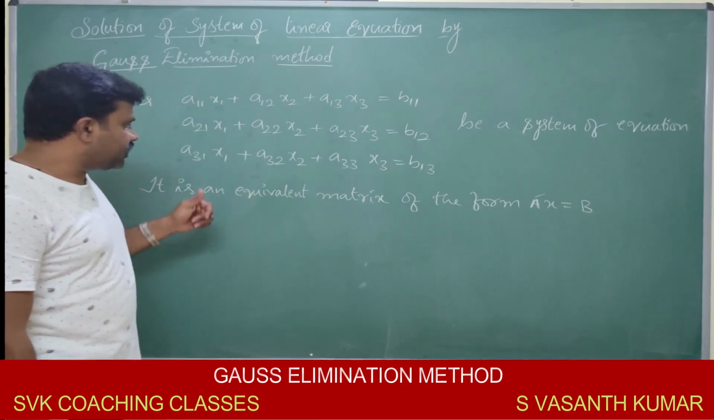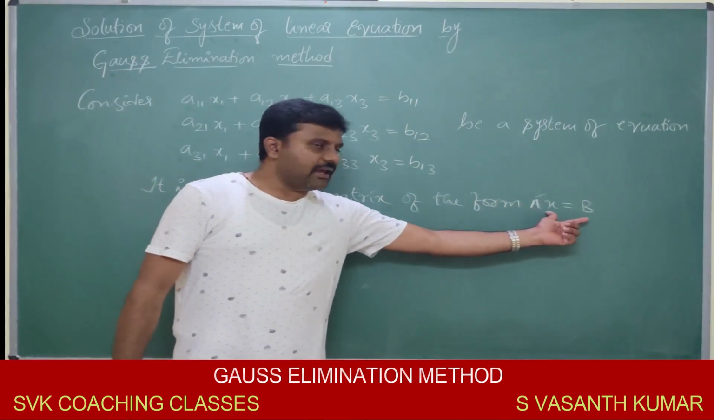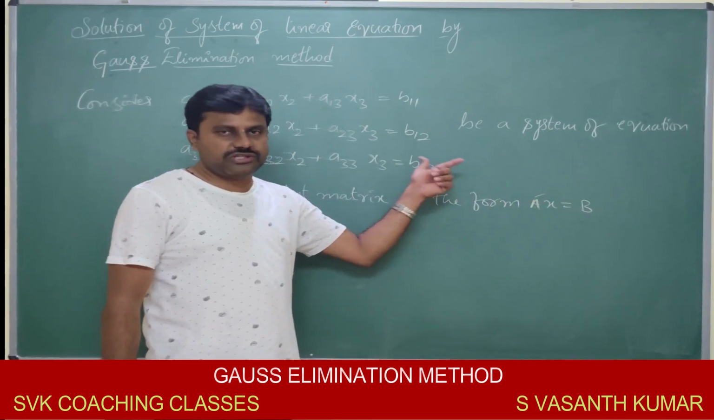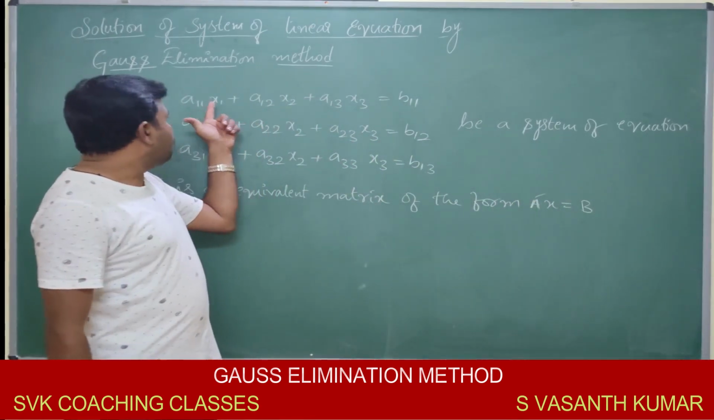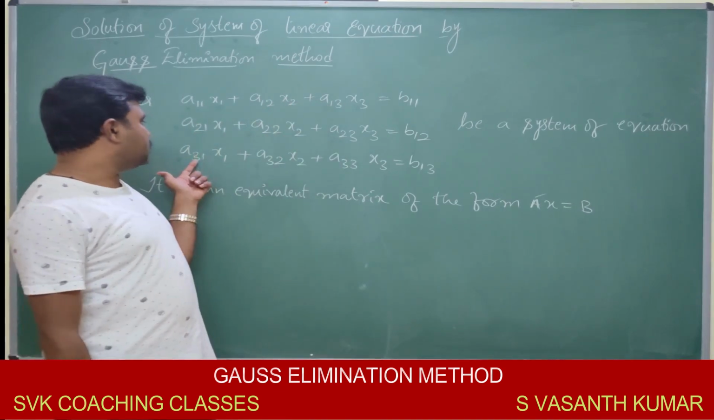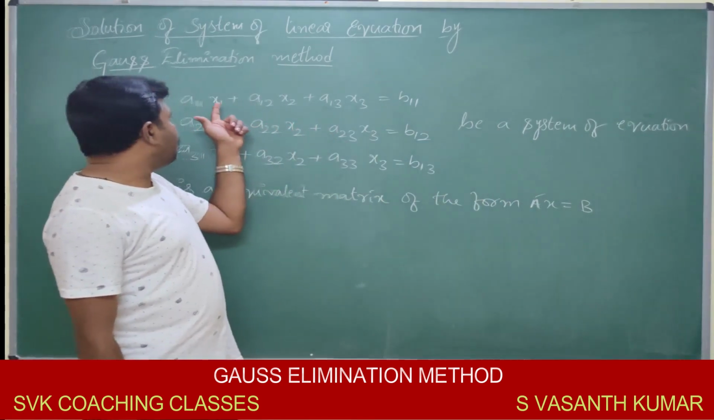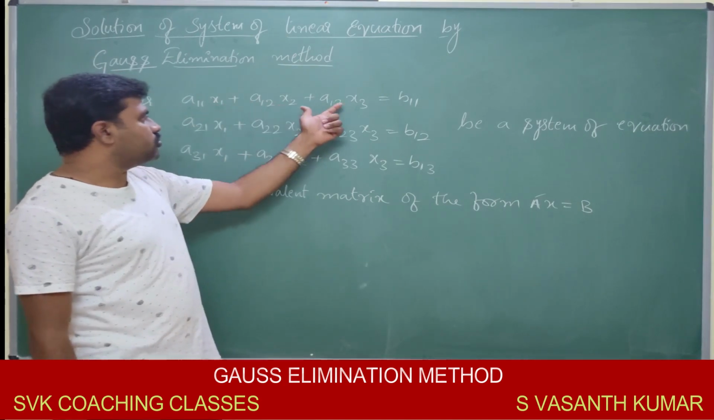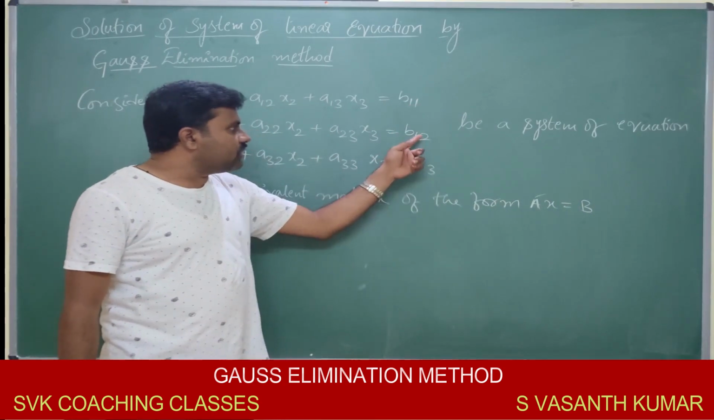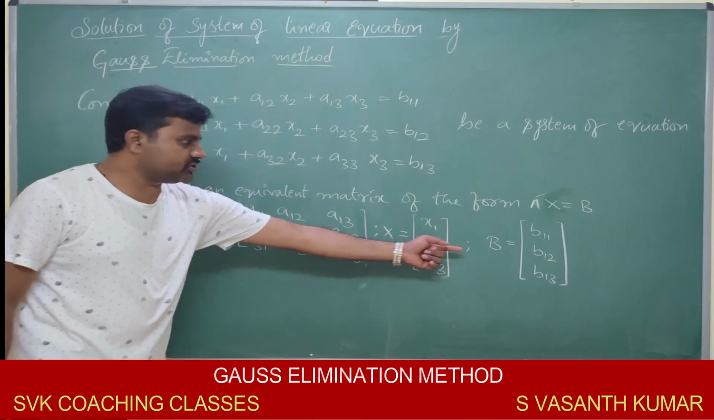Then this system of equations is equivalent to a matrix equation of the form Ax equal to B. So what is A? Matrix A is nothing but the coefficient matrix: a11, a12, a13, a21, a22, a23, a31, a32, a33. Where X is a column matrix of the unknowns, x1, x2, x3, and finally the matrix B is also a column matrix: b1, b2, b3. Here I have defined what A, X, B are.